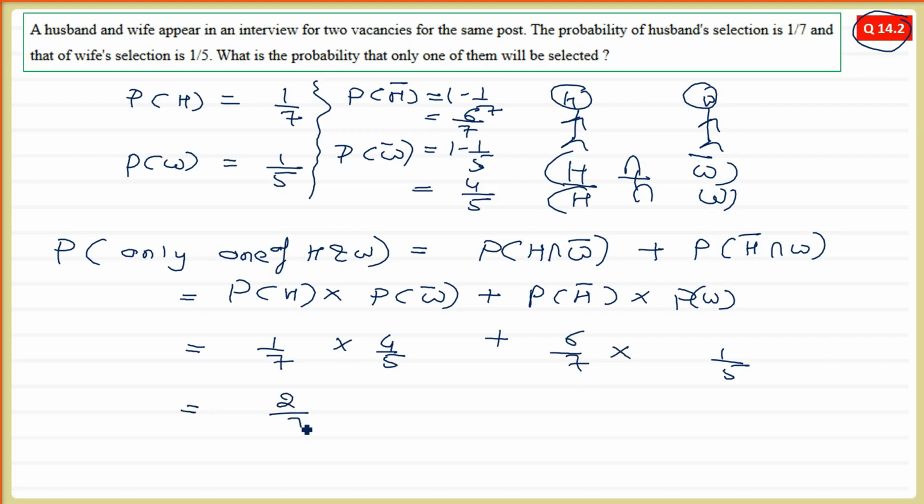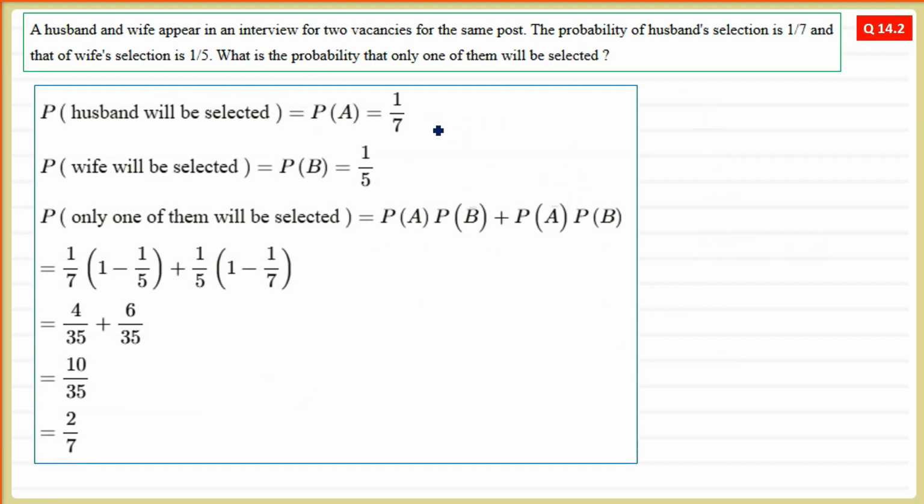So what do you get out of it? It's basically 10 divided by 35. So 2 by 7. So this is, you have to write it again, and then only one of them will be selected, will be computed in this scenario.